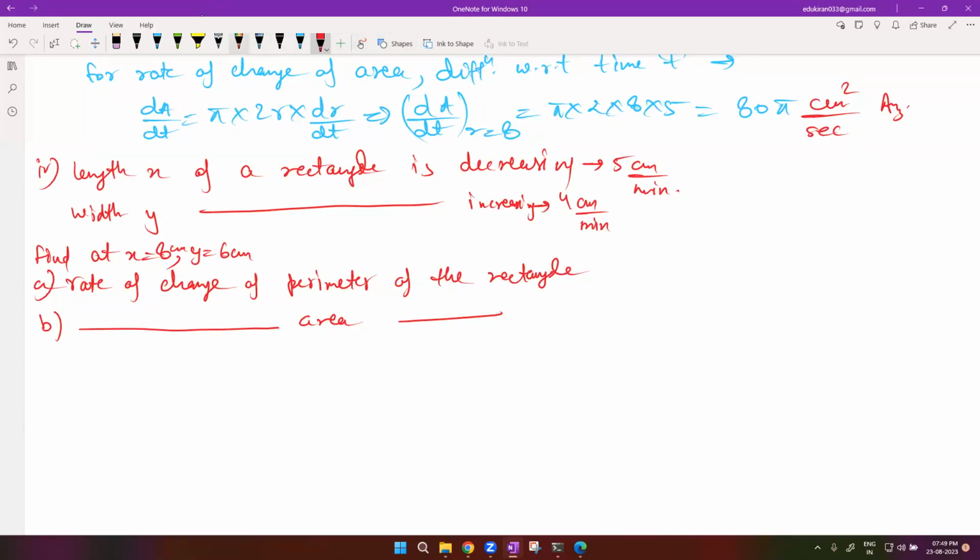Can we solve this one? You have 2 minutes. Please try to solve this question. Length x is given. It is decreasing.